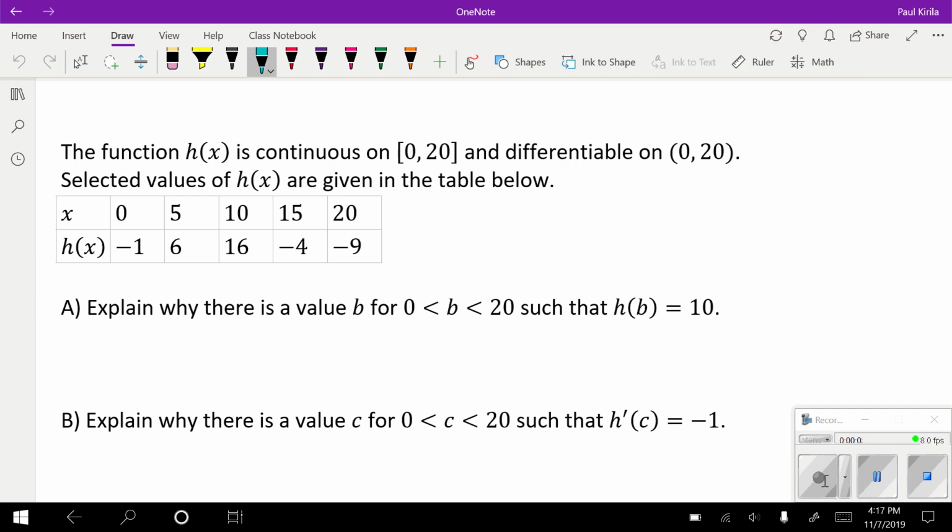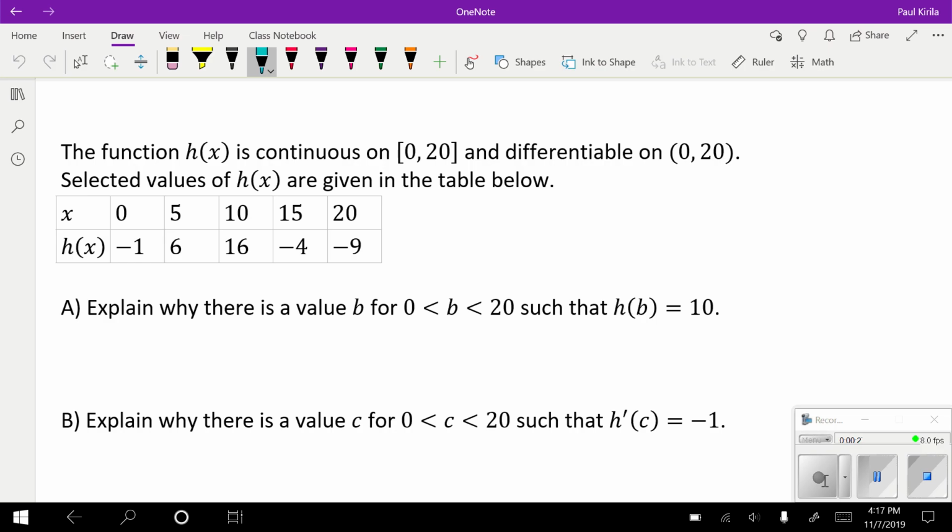So a common difficulty that shows up with MVT problems, especially for table problems, is that it's very easy to confuse when you should use the mean value theorem versus when you should use the intermediate value theorem. In other words, MVT versus IVT. So here I have an example.